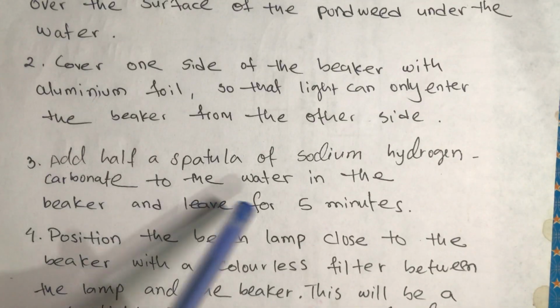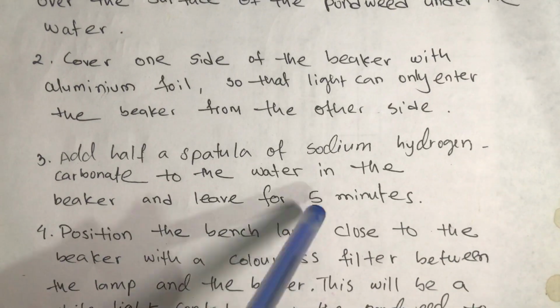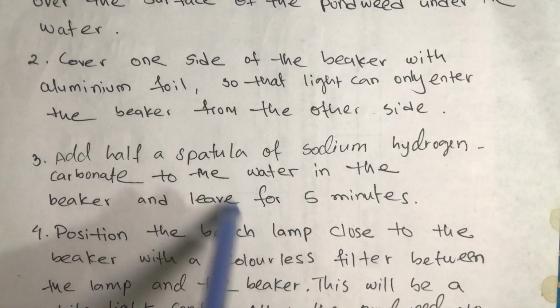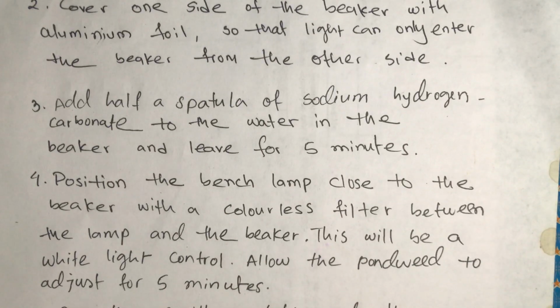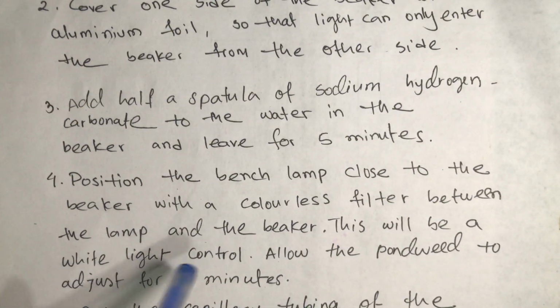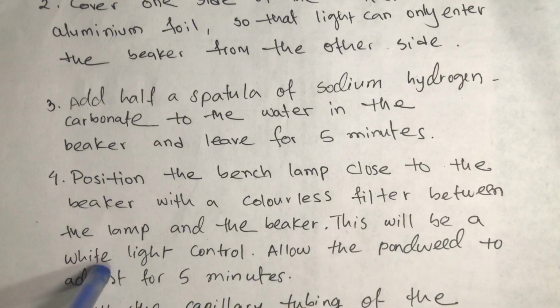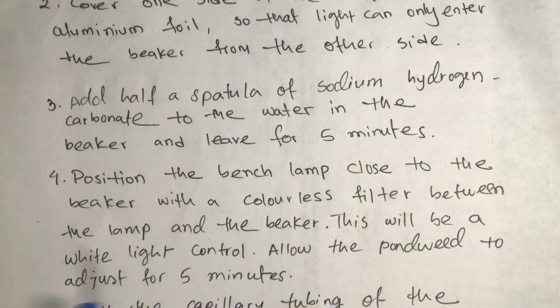Add half a spatula of sodium hydrogen carbonate to the water in the beaker and leave for 5 minutes. Why do we leave it for 5 minutes? So that the plant can adjust to that atmosphere and gives a reliable result. Position the bench lamp close to the beaker with a colorless filter. It's the colorless filter between the lamp and the beaker. This will be a white light control. Allow the pondweed to adjust for 5 minutes.